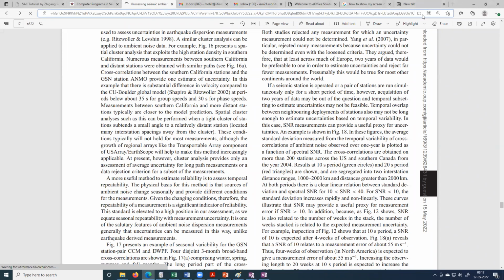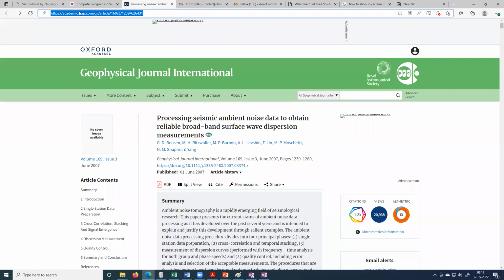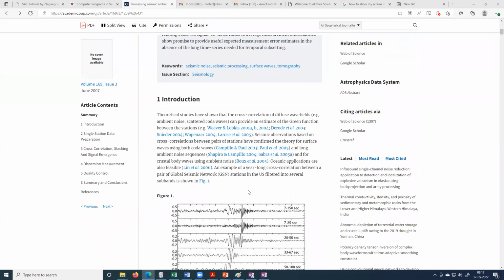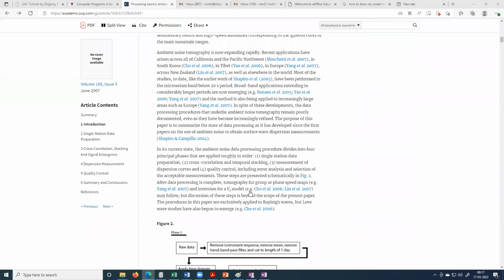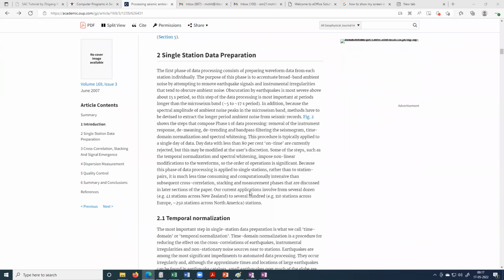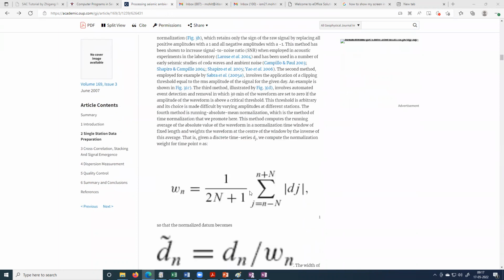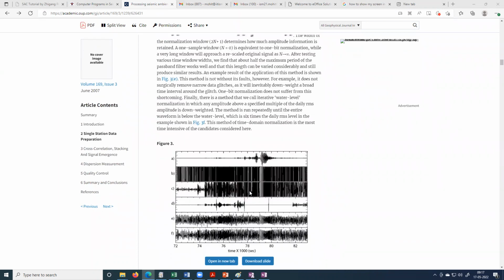I am sending you the paper. Yeah, now it should work. I sent you the link again, and this should work. This is the paper which was published in Geophysical Journal International. It has all the steps, and you can easily go through it. I don't think it is so difficult to understand.